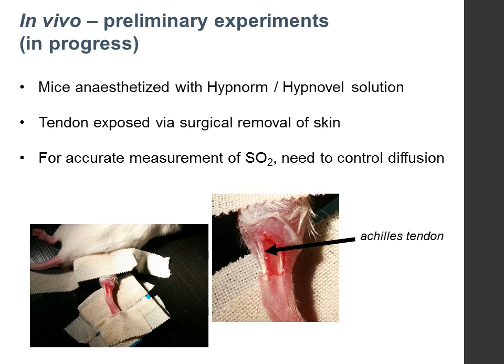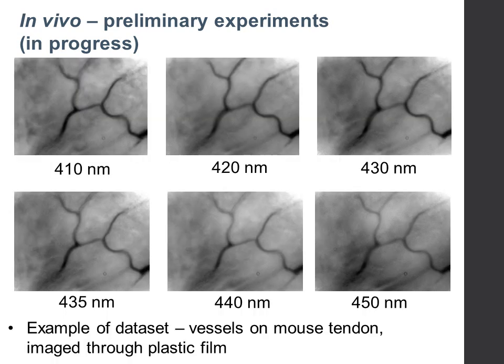So once I'd done that, I started working on the in vivo work, so looking at oxygen levels in tendons in living mice. As you can see, this is quite invasive, but I'll talk about that in a minute. The mice were anesthetized using an injectable anesthesia and the tendon exposed. And for the reasons I've just mentioned with the ex vivo work, there is a need to control diffusion when you expose vessels like this. So for that, I've basically just been using cling film, like a plastic film. And even through that, you still get relatively good images.